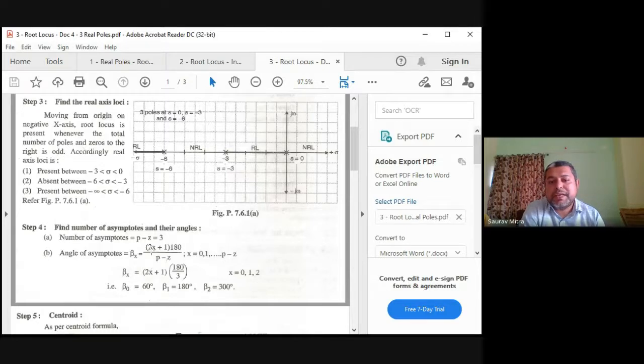Next you substitute x = 2. Students make a mistake: they keep substituting x from 1 to 3 and they get different values. So please remember, this is the point where students make mistakes. Whenever you are calculating theta c, P − Z is 3, so write down 60, 180, 300 with your eyes closed, and write down this formula and tell that the x value changes from 0, 1 and 2.